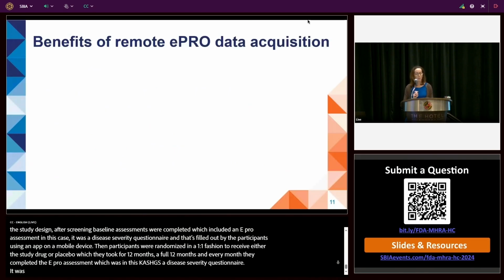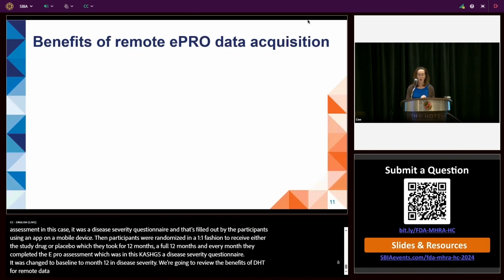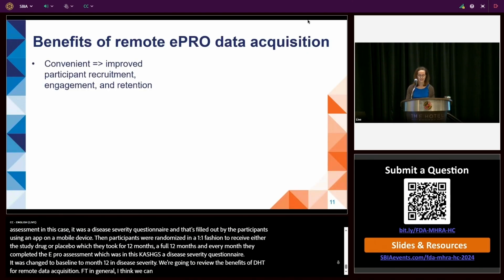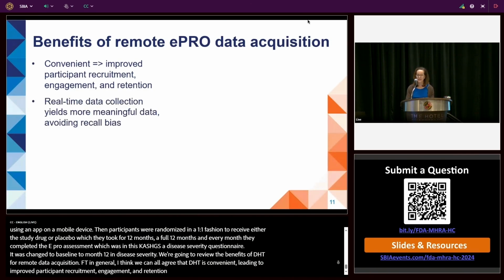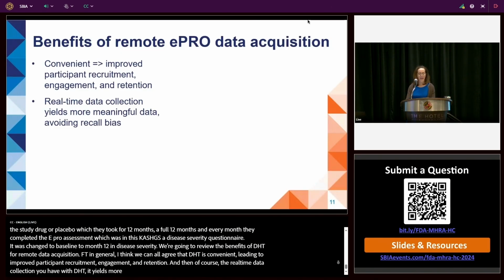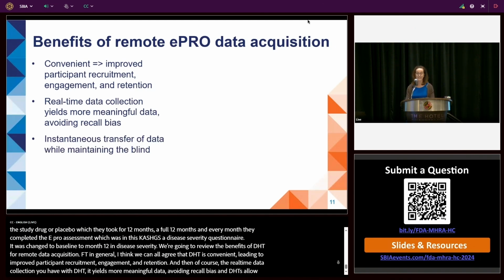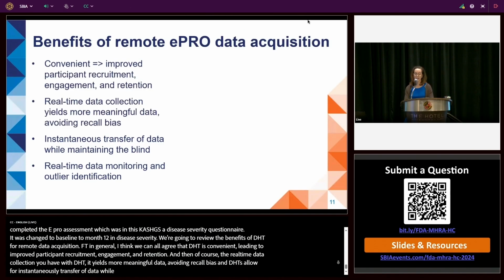So we're just going to take a quick detour here. This is a session about DHT. So let's review some of the benefits of DHT for remote data acquisition. In general, I think we can all agree that DHTs are convenient, leading to improved participant recruitment, engagement, and retention. And then, of course, the real-time data collection that you have with DHT, it yields more meaningful data, avoiding recall bias. And DHTs allow for instantaneous transfer of data while maintaining the blind, and real-time data monitoring and outlier identification. These are all great things.